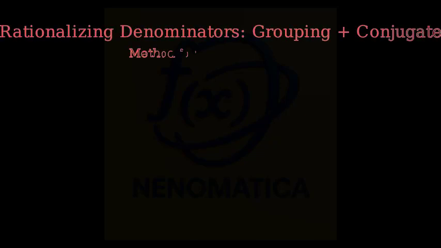In this lesson, we will master how to rationalize denominators that are sums of 3 or 4 square roots by grouping and using a conjugate. We will learn the idea, then do 2 fully worked examples.